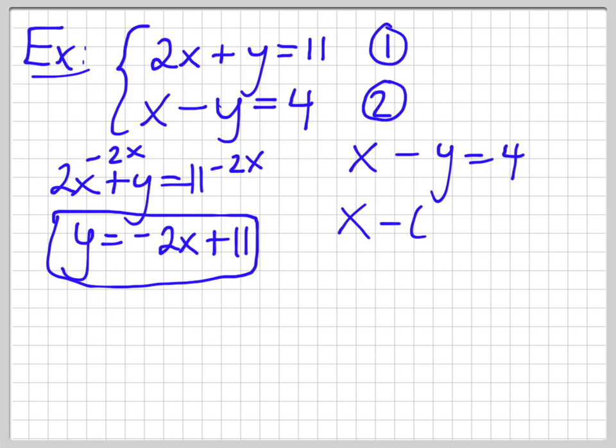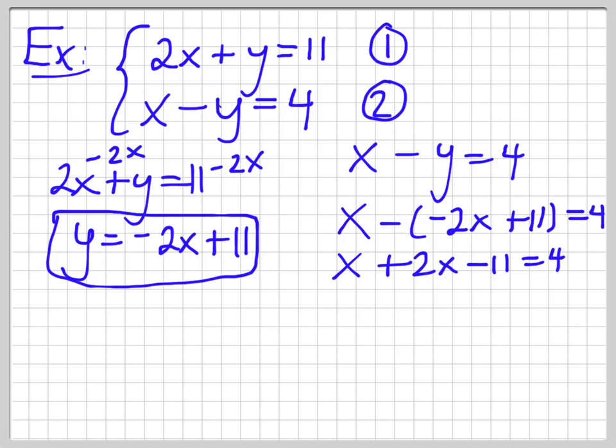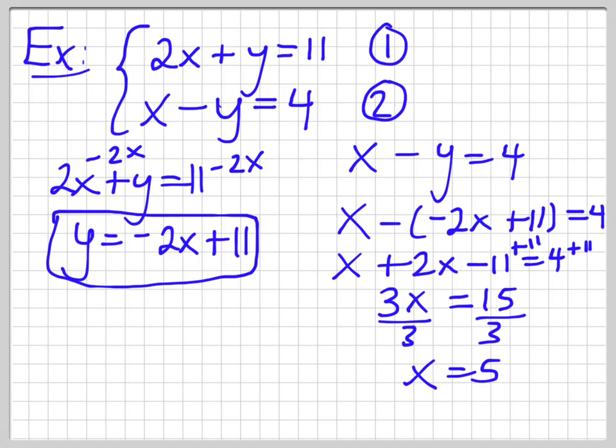So x minus, we have to be really careful about the negatives here. This is a place where common mistakes tend to happen. So I have a subtraction sign in front here. It's really the same as distributing through with a negative 1. So make sure that you do that. So I'm left with x, so that becomes plus 2x, and that becomes minus 11 is equal to 4. So I'll combine these x's, that's 3x, and I'll add 11 to both sides. So that ends up being 15. So divide both sides by 3. X is equal to 5.